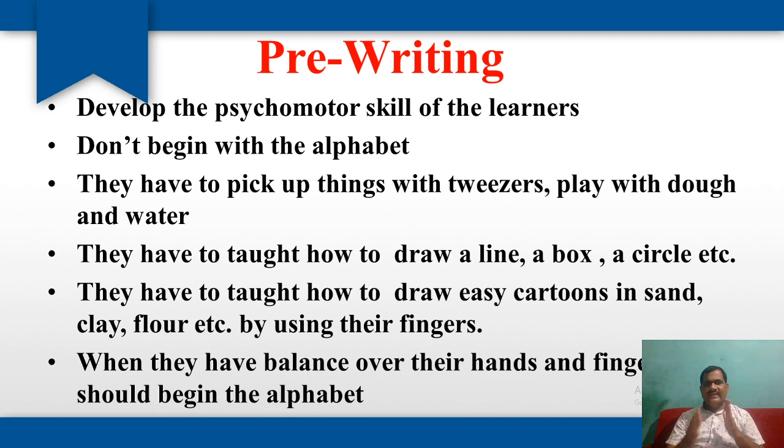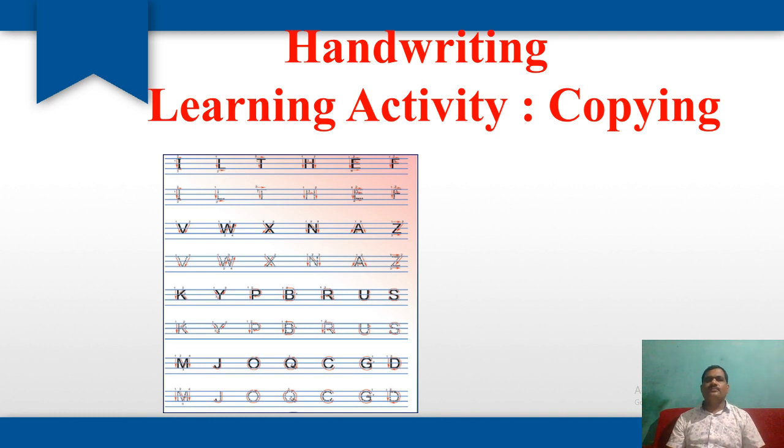When their fingers and tips are balanced in proper movement, then you can proceed towards writing the alphabet. So these mechanics you have to follow at the level of pre-writing. Then you have to proceed towards the writing, that is handwriting. In this learning activity, my dear students, look at the picture. You can find that simple strokes are started at the initial stage, then moving towards the complex. Why? Because then they can easily write.